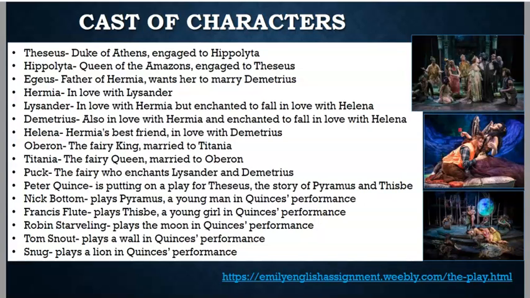Here is our cast of characters. We have Theseus, Duke of Athens, engaged to Hippolyta. Hippolyta, Queen of the Amazons, engaged to Theseus. Aegeus, father of Hermia, wants her to marry Demetrius. Hermia is in love with Lysander. Lysander is in love with Hermia, but enchanted to fall in love with Helena. Demetrius, also in love with Hermia and enchanted to fall in love with Helena. Oh my, you can see some things there that could cause confusion and comedy, right?